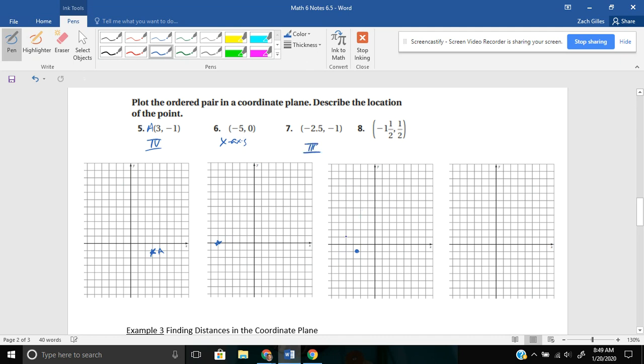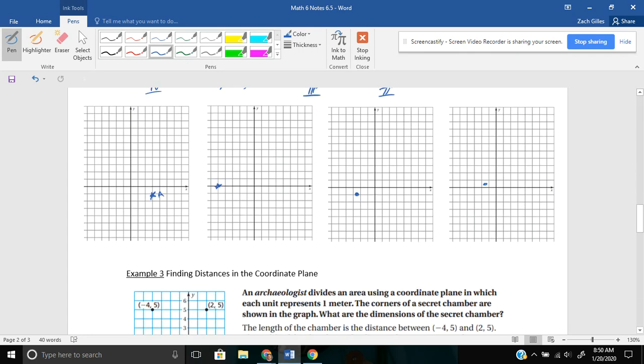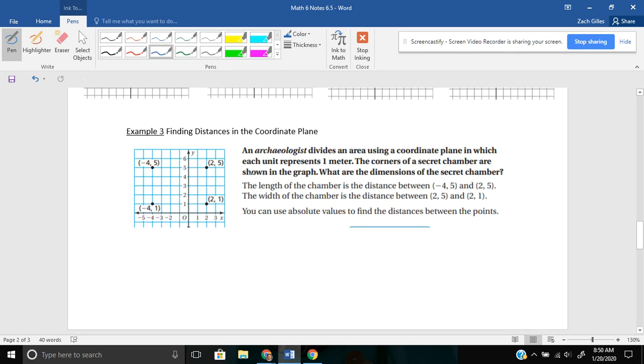Quadrant 3. And lastly, for number 8, I've got negative 1.5, a half. So negative 1.5, and then up a half. So right there. And quadrant number 1, 2. Quadrant number 2. So it's negative 1.5 and up a half. So sometimes those halves can be tricky, but again, just finding between about the lines. All right, let me know if you have questions.